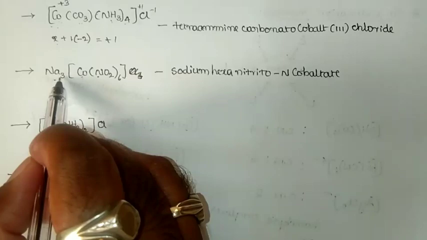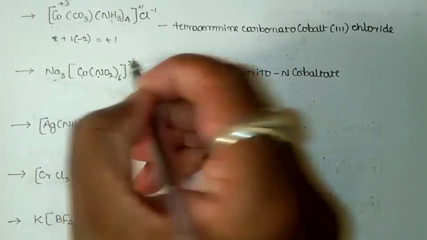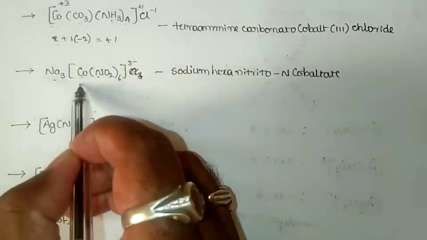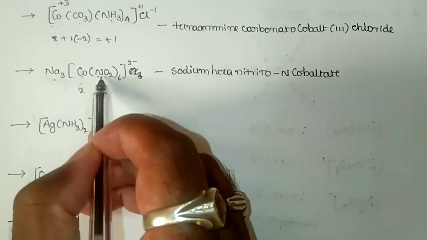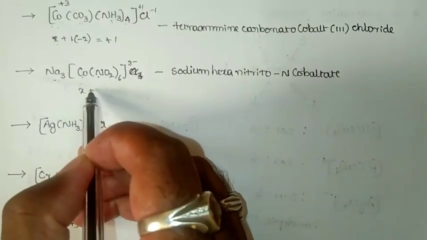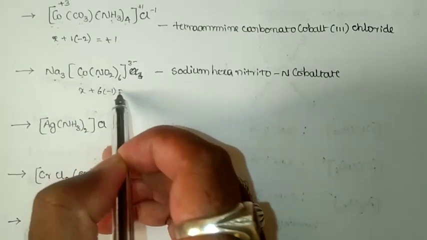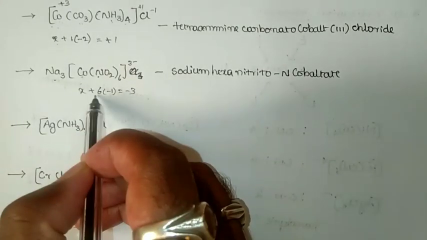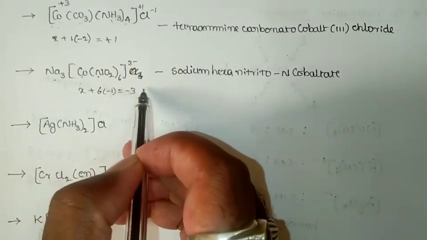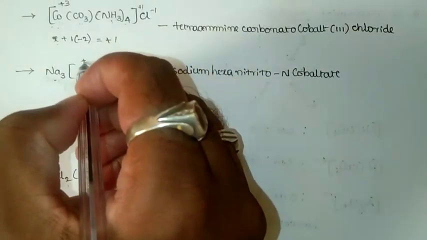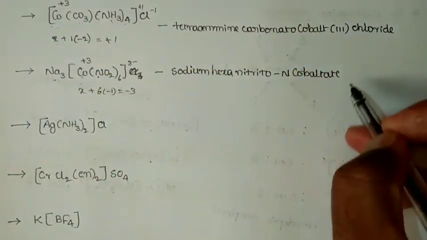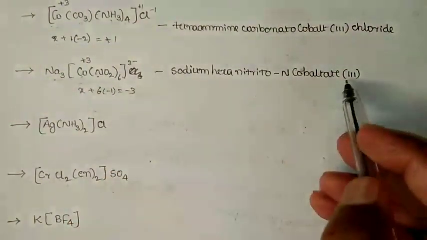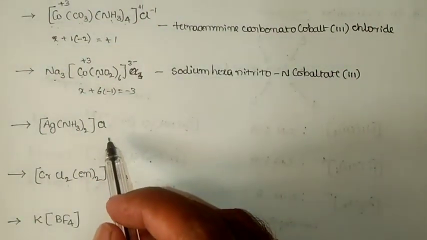There are 3 sodiums, so 3 positives, so there will be 3 negative charges. NO2 is an anionic ligand, so X, there will be 1 negative charge on each NO2, so plus 6 into minus 1, that equals minus 3. So X minus 6 equals minus 3. When it comes to the right hand side, plus 6 minus 3, that will be plus 3. So cobalt is in plus 3 oxidation state. So cobaltate(III). That's the name of this particular complex.